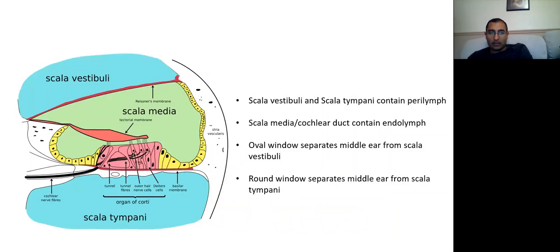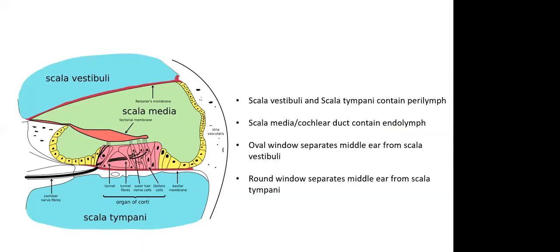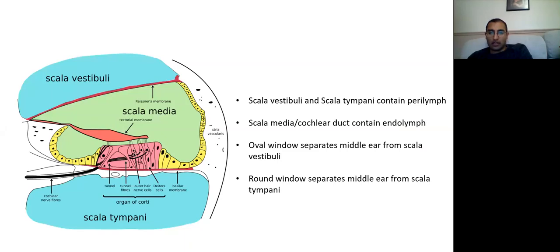And there you go, you've got the scala vestibuli at the top. You've got your scala vestibuli, which contains perilymph, and the scala tympani at the bottom, which also contains perilymph. And then you've got scala media, also known as the cochlear duct, which actually contains the endolymph. The oval window separates the middle ear from the scala vestibuli, and the round window separates the scala tympani from the middle ear.